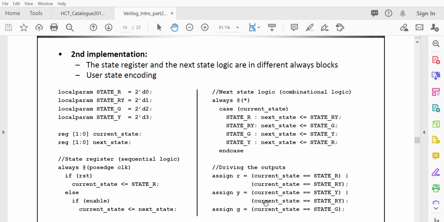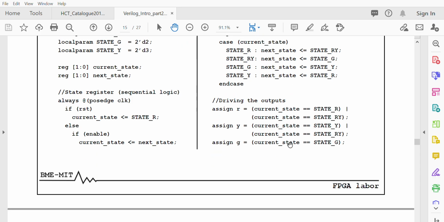And then, this is the same. Driving the outputs is going to be the same. So the outputs are generated directly from the current state. So this is going to be a wire. This is not going to be, but it has to be a reg, declared as a reg, because it is part of an always block, as we have seen before.